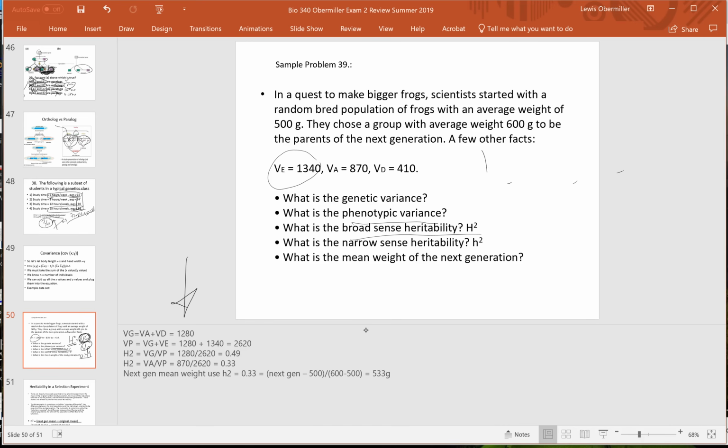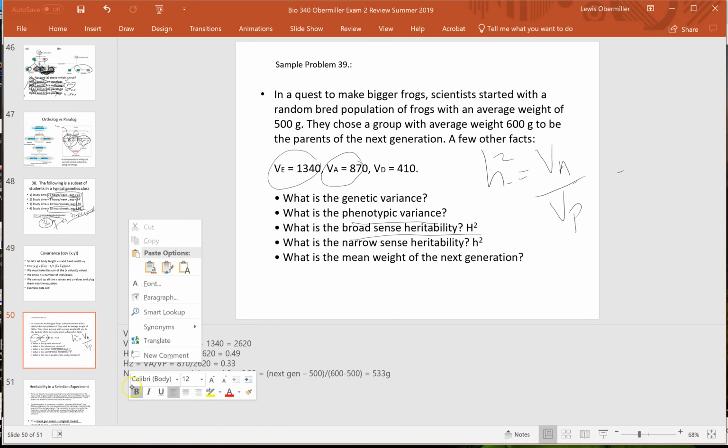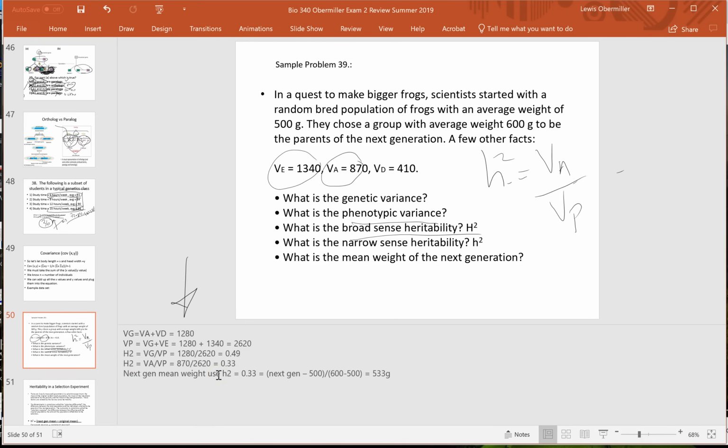The next one is narrow sense. Narrow sense is just narrow because we're only taking into account the additive variation in the population. And again, we have all the values that we need here. This is supposed to be a small h. I don't know what the deal is with that. All right, so that's a small h. And then we have VA over VP. We've already calculated VP as 2620, so we get 870 divided by 2620, which is 0.33.